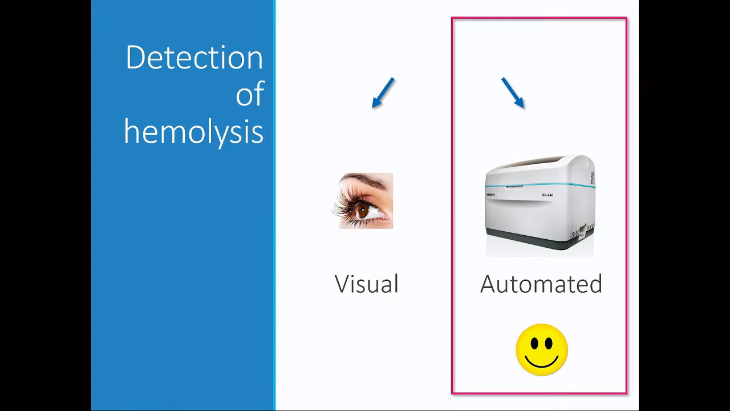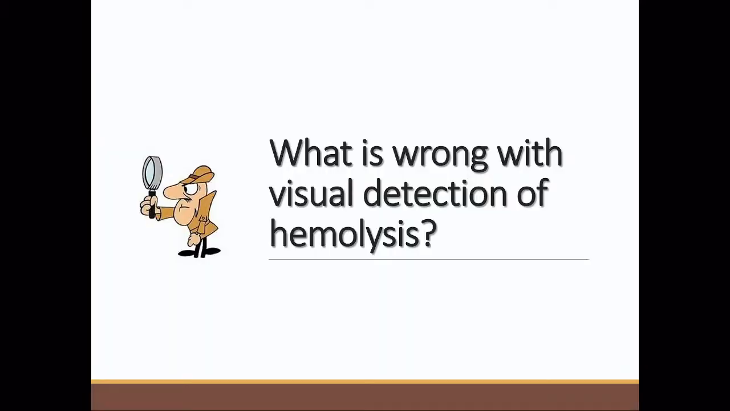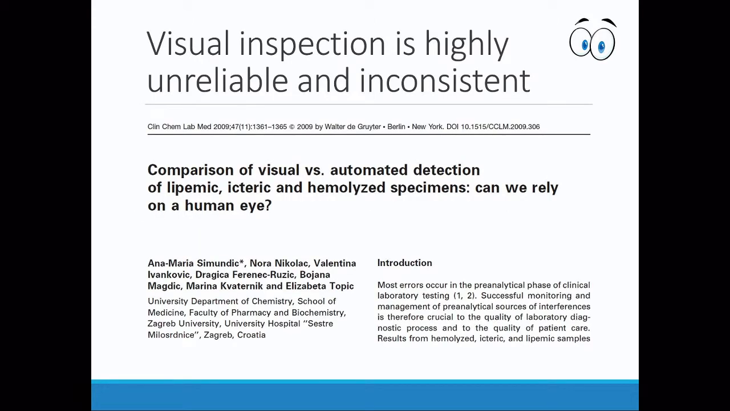How do we detect hemolysis? Well, we can detect hemolysis by either visual detection or by automated detection, and we as a working group strongly discourage the visual detection and strongly encourage the automated detection, which is luckily more and more prevalent in laboratories worldwide. Why do we discourage visual detection, and what is wrong with it? Well, visual detection is highly unreliable and highly inconsistent. It has been demonstrated by a number of studies.